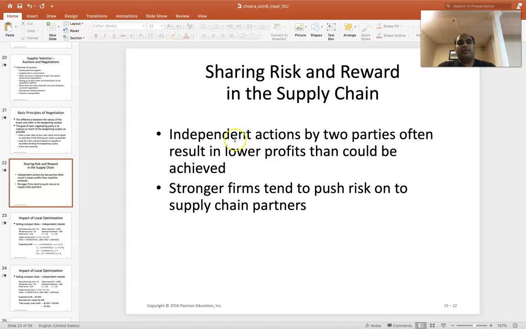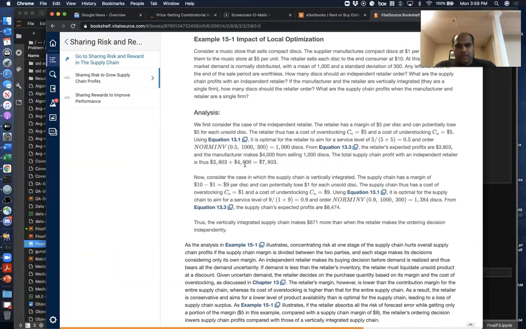Independent actions by these two entities, the manufacturer and the retailer, if they make decisions by themselves, the overall profit for the supply chain is lower, and profit for each of the entities is also going to be lower. Usually what happens is stronger firms tend to push risk onto supply chain partners, and that way they're able to share some of the burdens of running the supply chain, right?